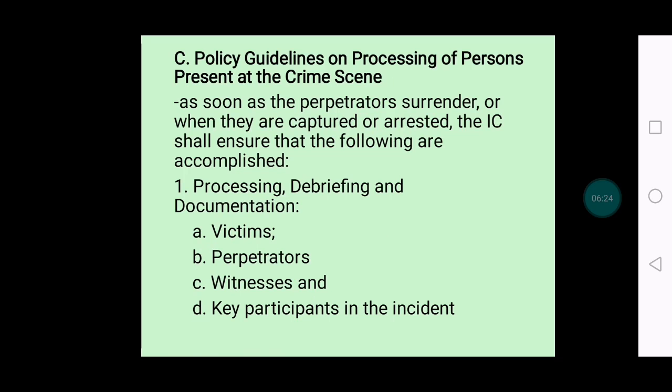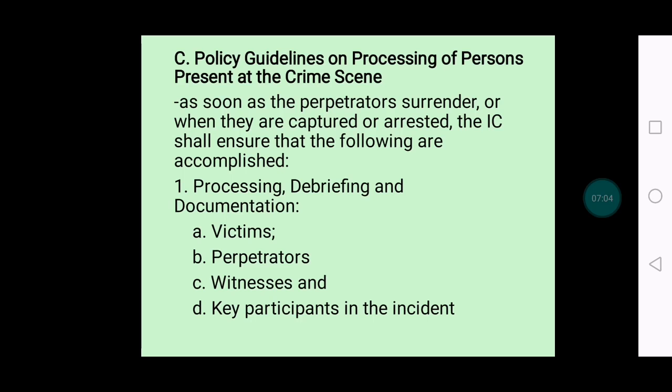Next is policy guidelines on processing of persons present at the crime scene. These policy guidelines prescribe the operational procedures in processing and handling persons present at the crime scene, be they suspects, victims, or witnesses. The aim is to clearly define police courses of action in dealing with persons who, for any reason and personal circumstance, are at the crime scene during post-incident situations.